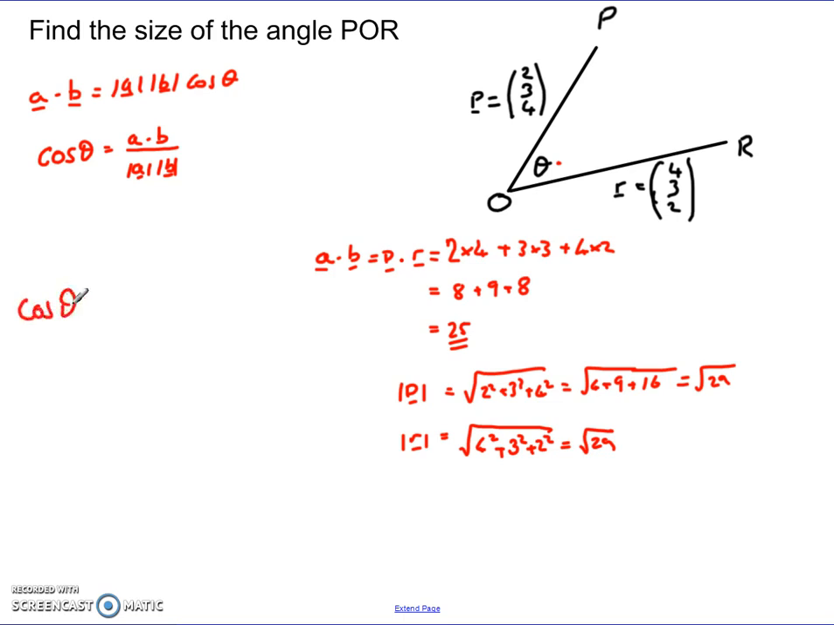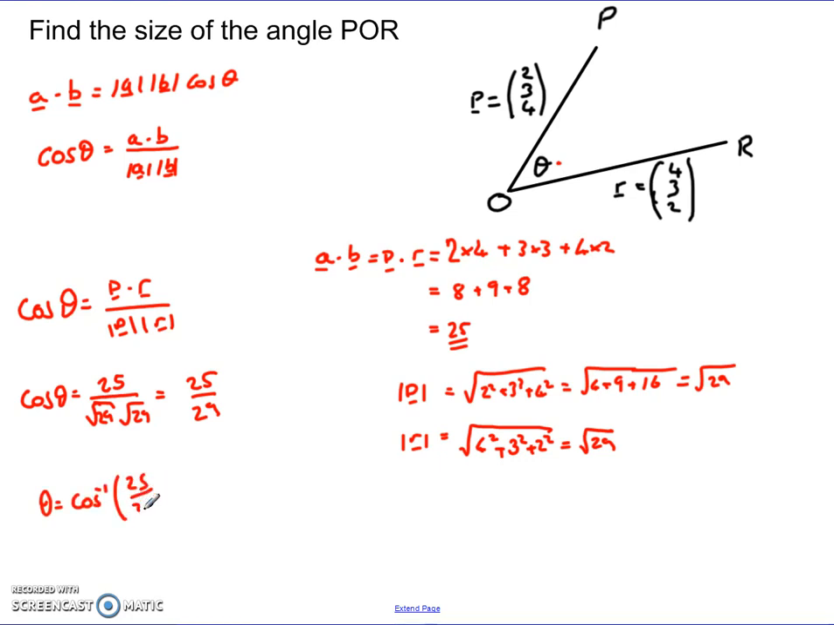So for these vectors here, we know that cos theta is equal to P dot R over magnitude of P, magnitude of R. Substitute in our values, we get cos theta equals P dot R, which is 25, over the magnitude of P, root 29, times the magnitude of R, root 29. Root 29 times root 29, we can simplify that and make it 25 over 29. We can then calculate the angle theta by doing the inverse cosine of it. So cos minus 1 of 25 over 29.